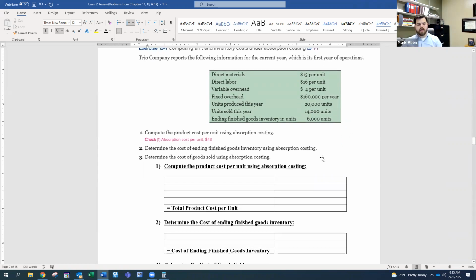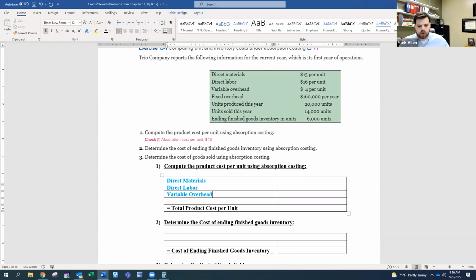So what that means is I'm going to have to figure out what costs actually affect product cost per unit under absorption costing. So there are a couple that we know for sure. Things like direct materials, of course, direct labor, of course, and variable overhead, of course. But what about fixed overhead? Does fixed overhead influence product cost under absorption costing? What do you think?